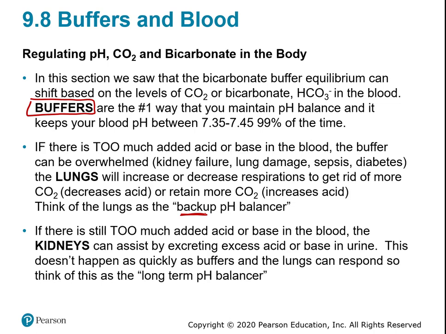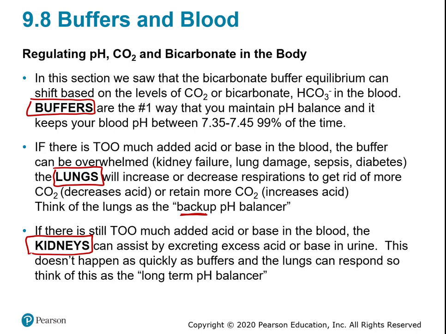And then the last one are the ones that do the fine tuning. The fine tuning are your kidneys. Because remember, your kidneys are your filters. So the kidney's job is to filter out waste, excess salt, excess water, but the kidneys can also filter out excess acid or excess base. So it's constantly monitoring as blood flows through the kidneys. If there's too much acid, then the kidneys will get rid of it so you can excrete it.